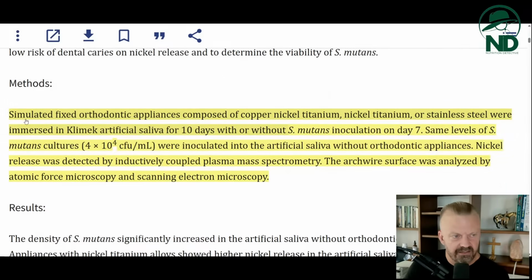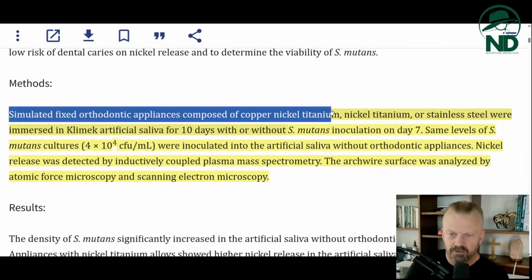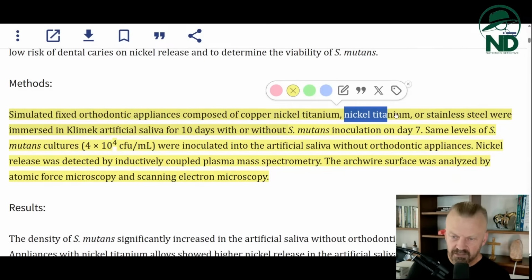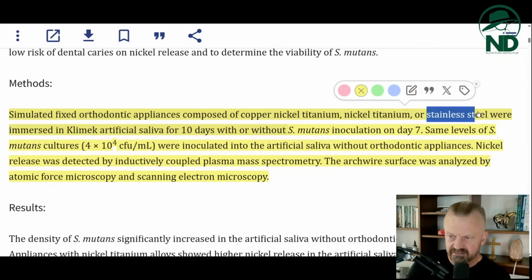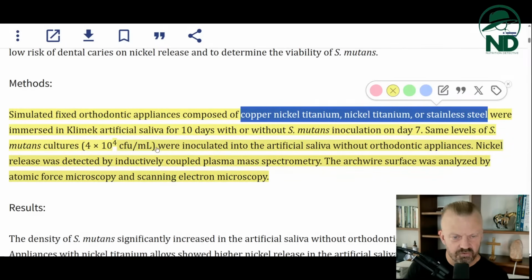So they had simulated fixed orthodontic appliances, so braces, composed of copper, nickel, titanium. Well, that sounds great. Copper and nickel, titanium, or stainless steel. Nickel in all of them, right? Day 7. Same levels of strep mutans cultures were inoculated into the artificial saliva without orthodontic appliances. So that's their control, right?